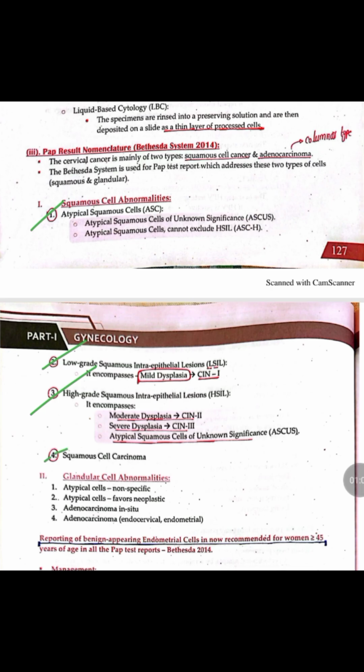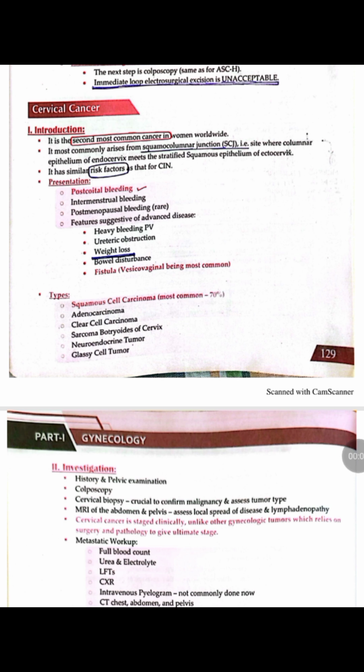Second, the cellular abnormalities found on the Pap smear are the glandular cell abnormalities that include atypical cells that are non-specific, and neoplastic atypical cells, adenocarcinoma in situ, and adenocarcinoma, which is endocervical or endometrial in origin. Now we will talk about cervical cancer.